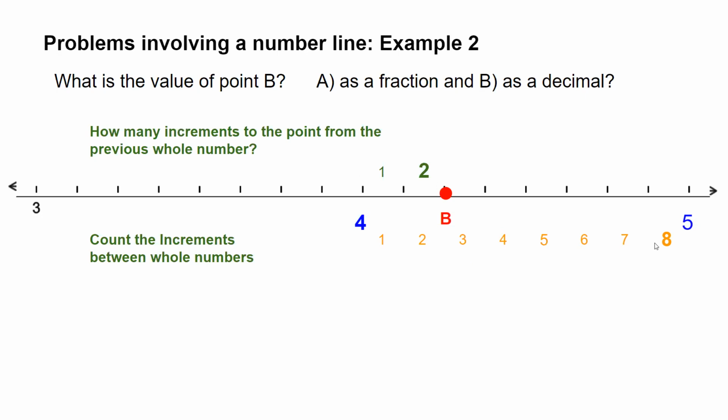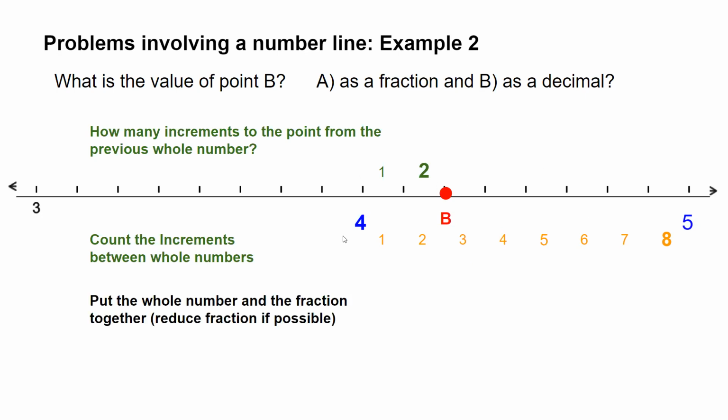So we can add 2/8 to the number 4. Let's put it together. 4 2/8. We have to try to reduce 2/8, and we can. And indeed, that becomes 4 1/4, because 2/8 reduces to 1/4.